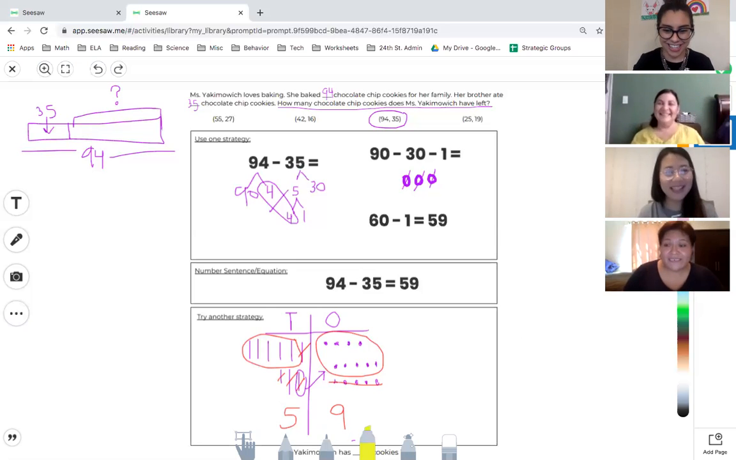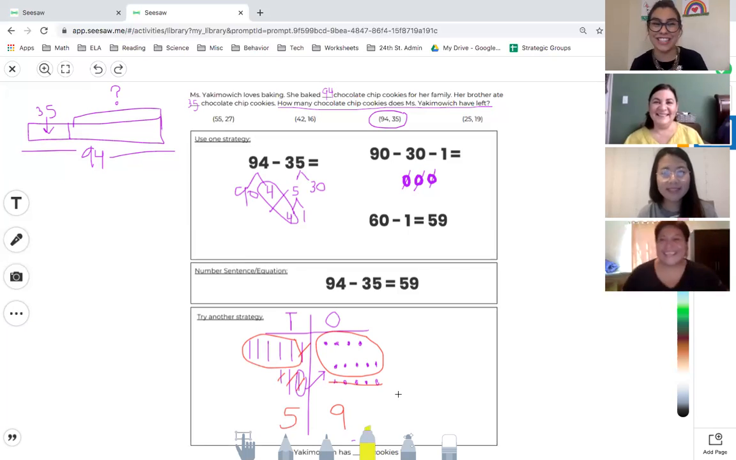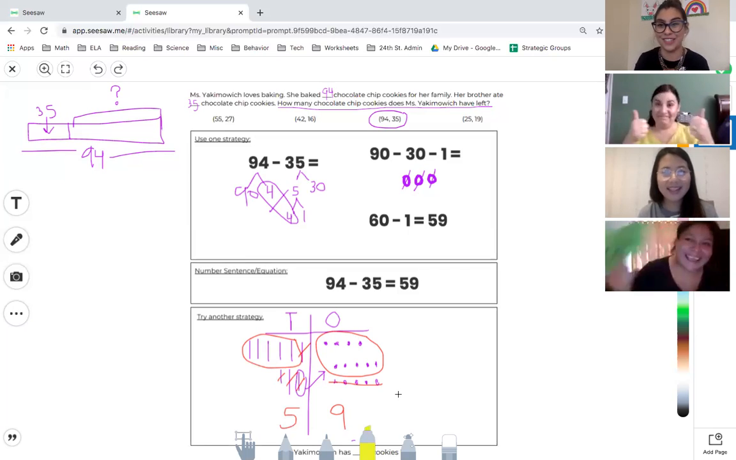Oh, great. So that means that Miss Yakimowicz now has 59 cookies. And I hope and I think that's going to be enough for the rest of our family. But we don't want to forget, right? We submitted it and it's correct. Miss Rosales told us that we're correct, and she's the math brains in our team.